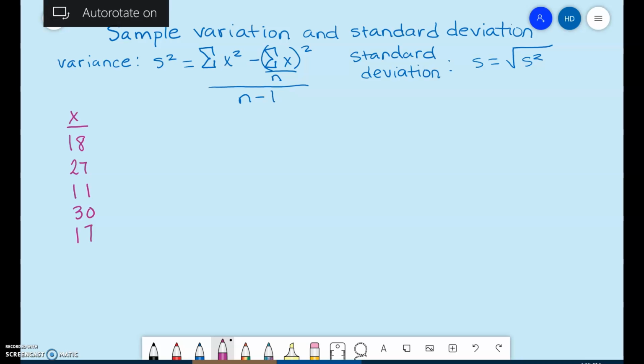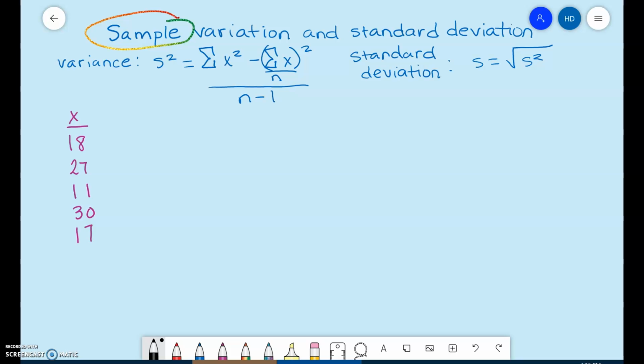Okay, I decided to do a new video because I wasn't thrilled with the one that I'd made before. So we're going to go over sample variance and standard deviation. Notice that we're talking about it for a sample, and I'm going to show you how to do this also for a population.